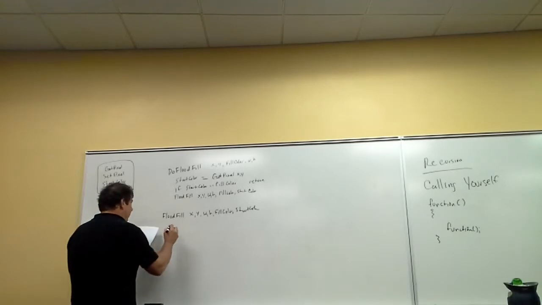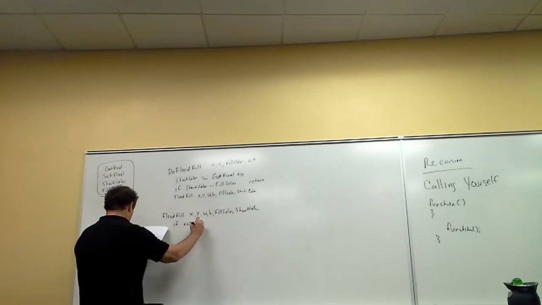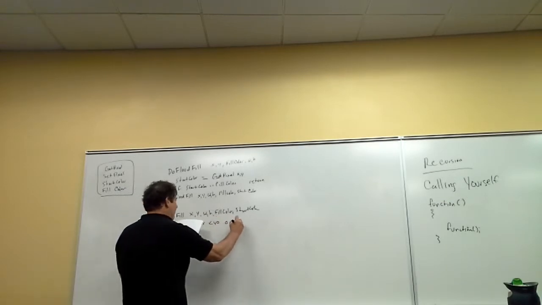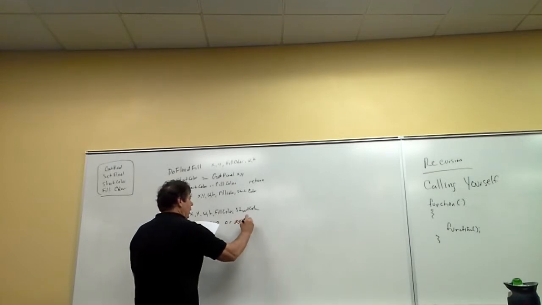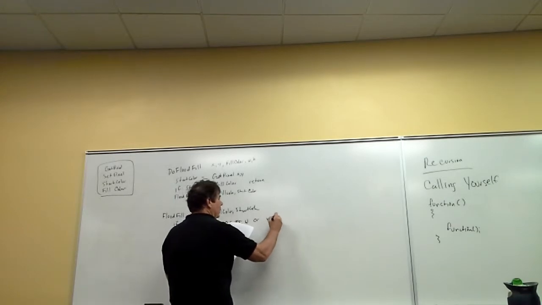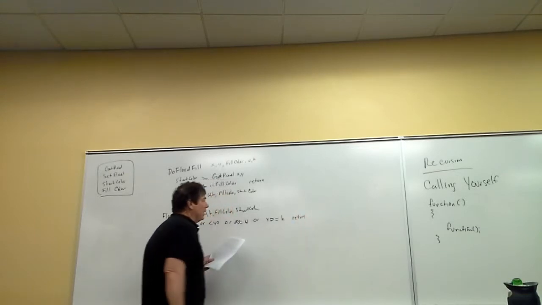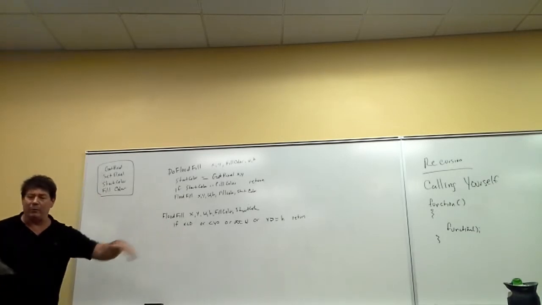So we have a base case here, right? Here's our base case. If x is less than 0, or y is less than 0, or x is greater than or equal to w, or y is greater than or equal to h. What do I do then? Return, right? Okay, that's a base case. That means if it goes out of bounds, we're going to return.